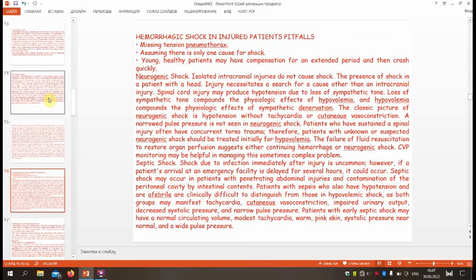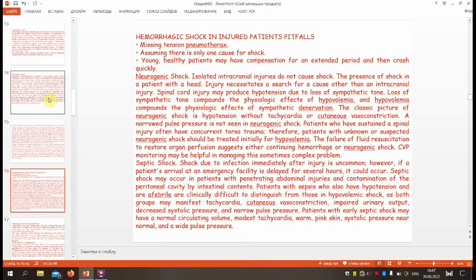Hemorrhagic shock in injured patients: pitfalls. What pitfalls can we see? Missing tension pneumothorax. Assuming there is only one cause of shock. Young healthy patients may compensate for an extended period and then crash quickly.